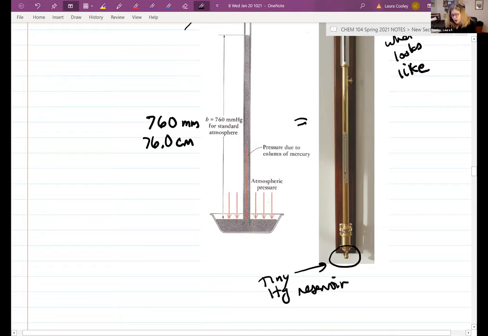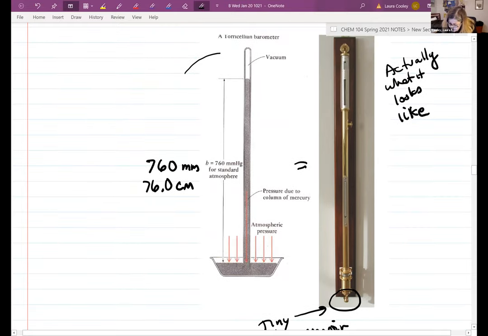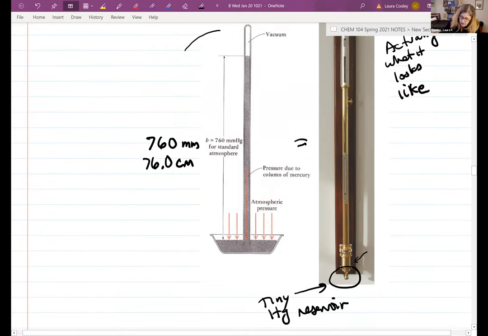Because you don't want to expose mercury to the atmosphere. First of all, your mercury will evaporate and you won't have a barometer anymore. But secondly, mercury vapor is kind of dangerous. It causes madness, it affects you neurologically. So there's this tiny little thing of mercury, and you can't see it, but there's mercury in this column, and then you can see where the top of that is. There is some open mercury on the bottom here. It has to be exposed to the atmosphere, or it's not going to work as a barometer. But they expose as little surface area as possible so that it doesn't evaporate. And that's what this is called, a Torricellian barometer.